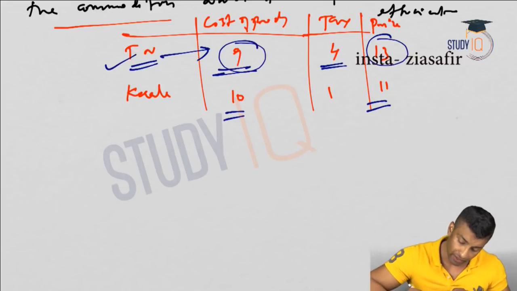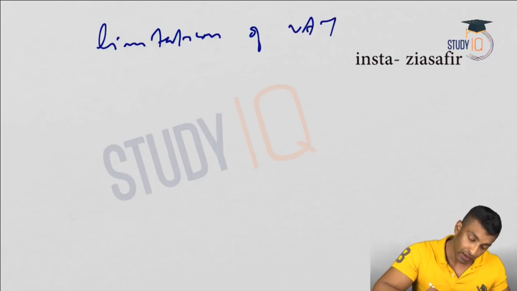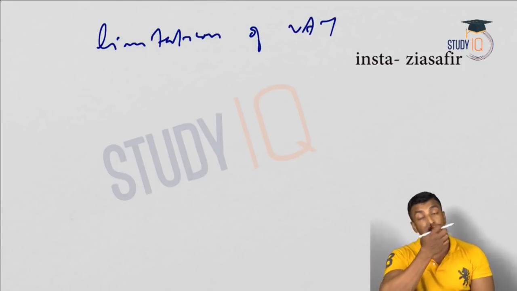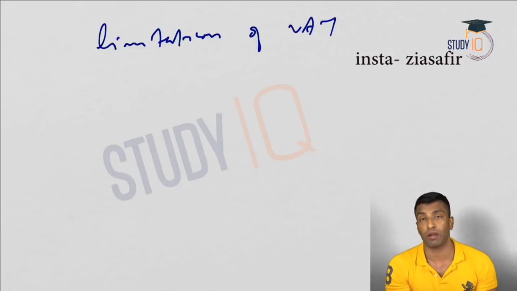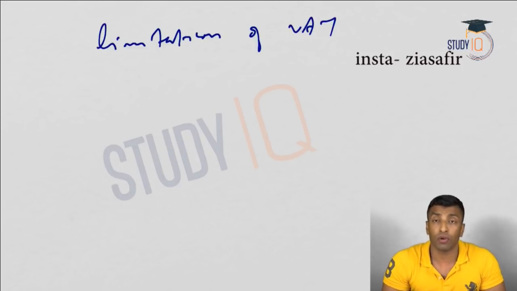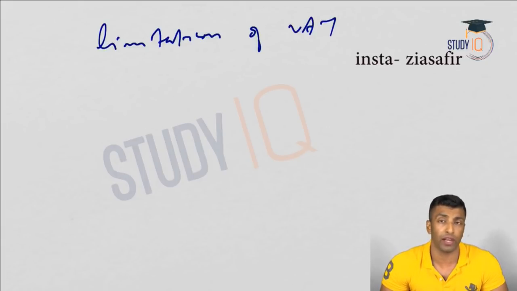Now what are the limitations? Having done with these advantages, we can now go for the limitations of VAT. See, the most important limitation is that it cannot be implemented in developing countries because of lack of infrastructure, technology, software, things are not there, and the records are not properly maintained. For claiming the tax which is paid on inputs and everything, proper records have to be maintained.